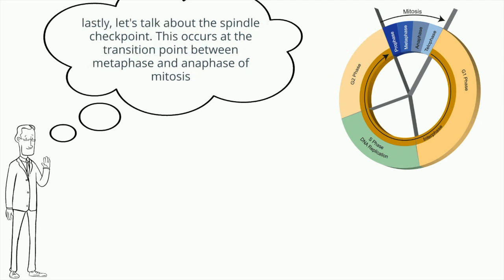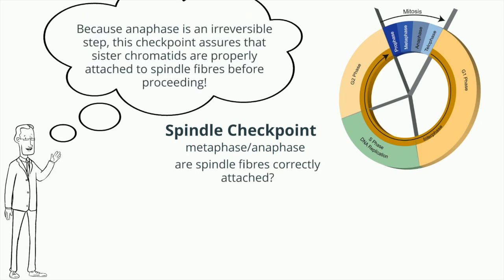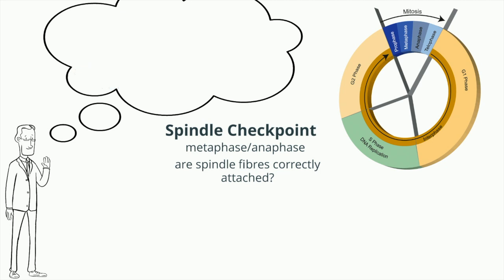Lastly, let's talk about the spindle checkpoint. This occurs at the transition point between metaphase and anaphase of mitosis. Because anaphase is an irreversible step, this checkpoint assures that sister chromatids are properly attached to spindle fibers before proceeding. It does this by scanning for chromosomes that are not lined up at the metaphase plate. If any of these chromosomes are found, anaphase will be put on pause until all chromosomes are aligned correctly.